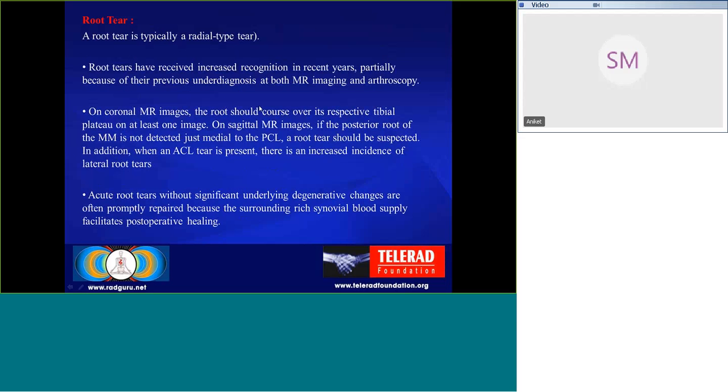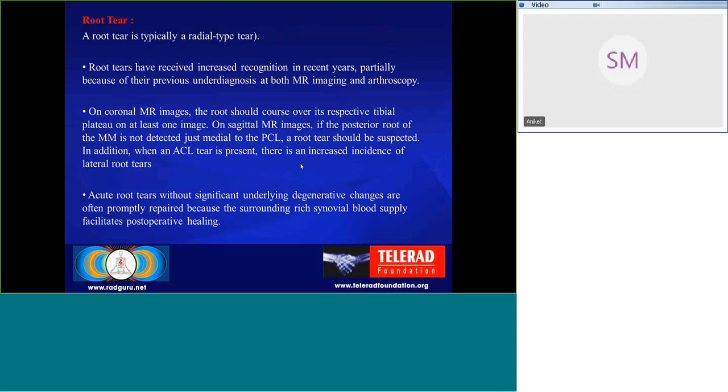Okay, root tear. So a root tear is typically a radial type of tear. These root tears were many times underdiagnosed previously, but they have received increased recognition in recent years because of their previous underdiagnosis on both MR imaging and arthroscopy. On coronal images, the root should course over its respective tibial plateau on at least one image. On sagittal, I'll show the root tear images, but before that, a little bit of theory.